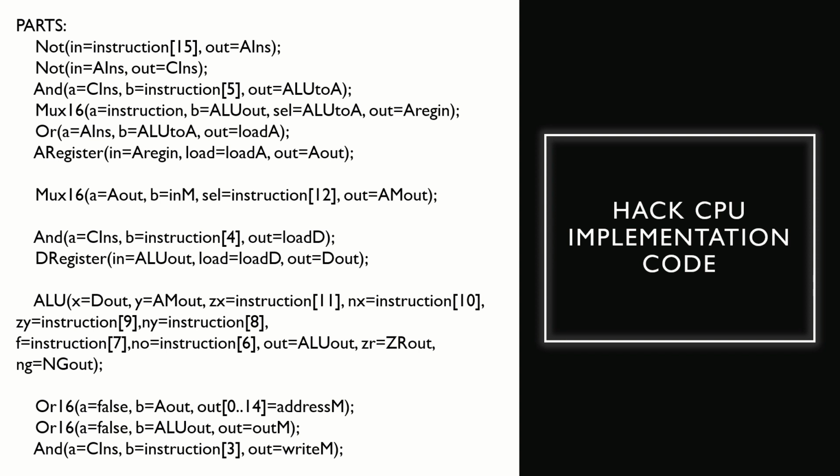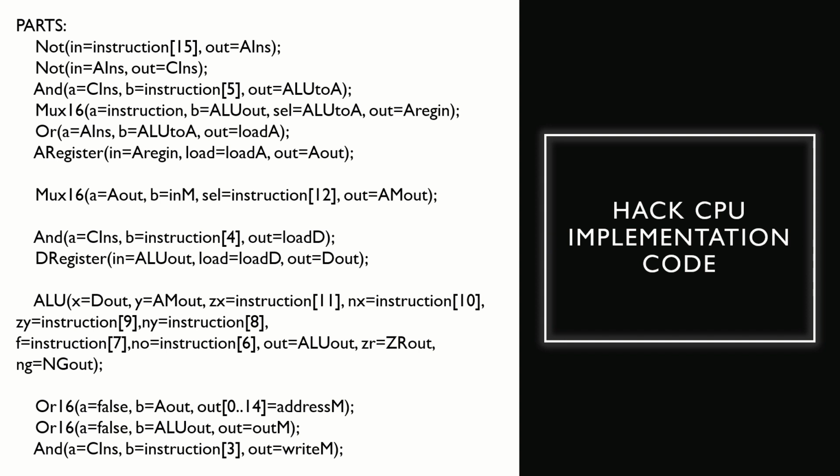Then an inbuilt A register is used, which takes the input from the mux, load from the OR gate, and gives the output. A mux16 is then used to choose between the A and M registers, which go into the ALU as one of its inputs. The 12th bit of the initial instruction goes as the selection into the mux16. When the C instruction is decoded by the ALU, its 4th bit goes into the AND gate, whose output is then sent to the D register as its load bit to give the output D out.